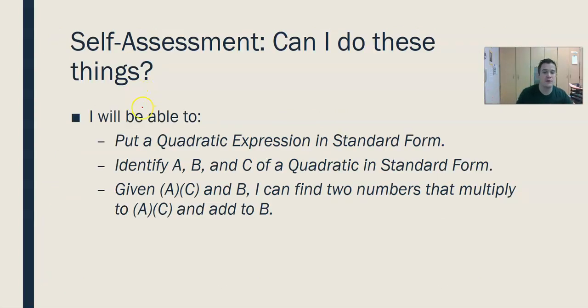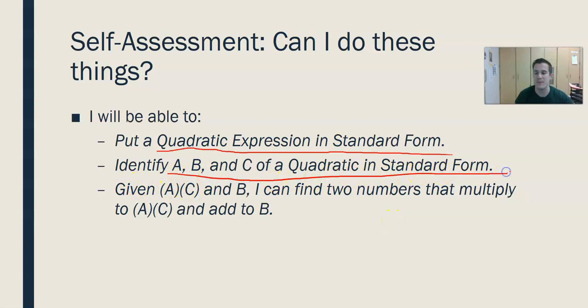First, I want you to be able to put a quadratic expression in standard form. Once it's in standard form, I want you to be able to find what A, B, and C are. Then, given that you can multiply A and C together and find B, be able to find two numbers that multiply to make this number and add to make this number. This is going to come in real handy in this next lesson where we talk about factoring quadratics.